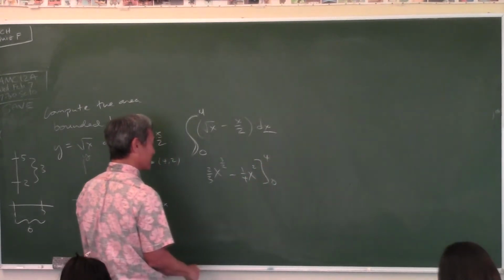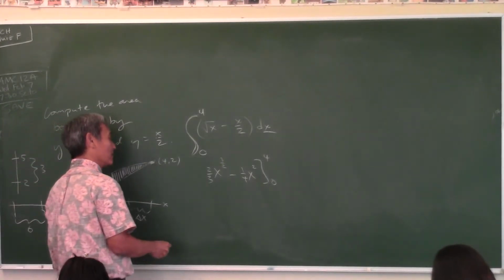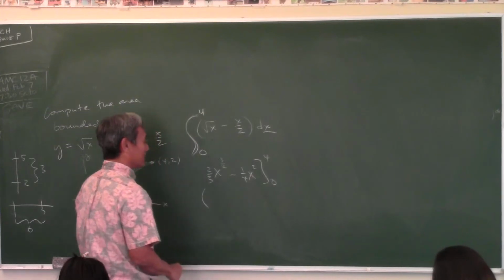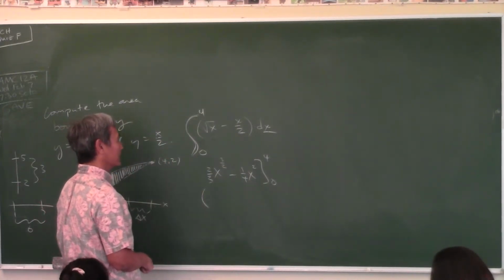How come I don't put the plus c? Because they're going to cancel out. This is a definite integral. Plug in the top number. Okay, this is where you guys have trouble. 4 to the 3/2 power. That's 16 over 3.